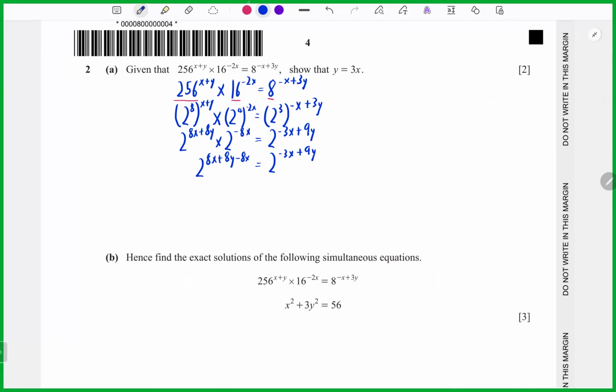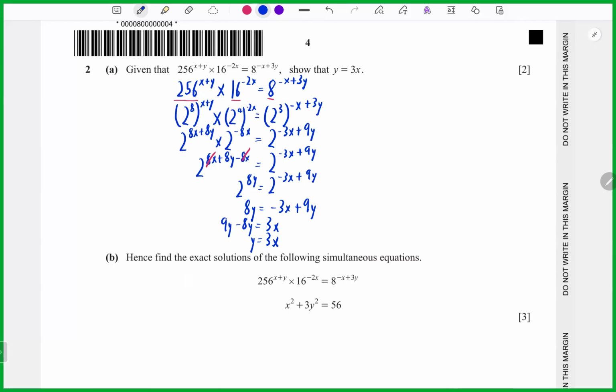For the 8x, we can cancel. So you will get 2 to the power 8y equals 2 to the power negative 3x plus 9y. Because you see it's the same base, right? So you can directly compare. So you can transfer: 9y minus 8y equals 3x. So y equals 3x.